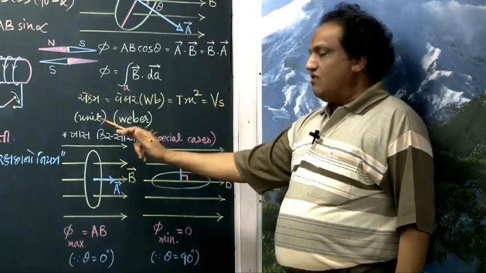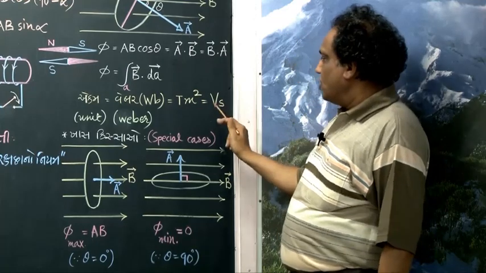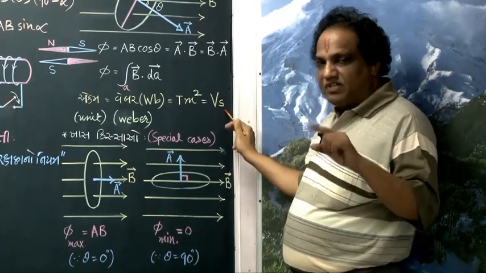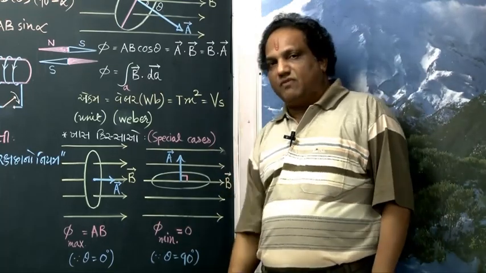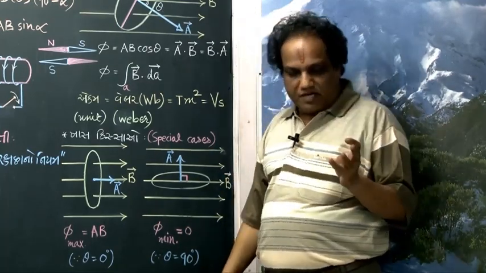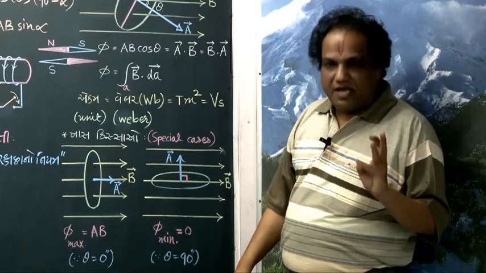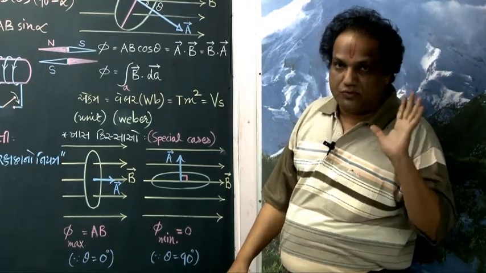Unit of magnetic flux is also volt into second. How it is volt into second, I'll show you next time. Okay, fine. So there are three units for magnetic flux. One is Weber, another is Tesla into meter square, and third one is volt into second.